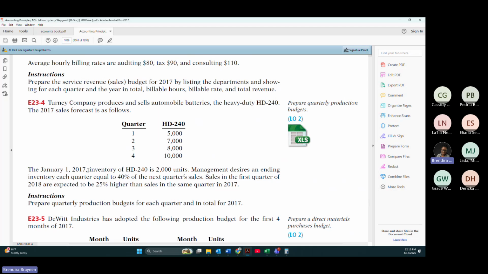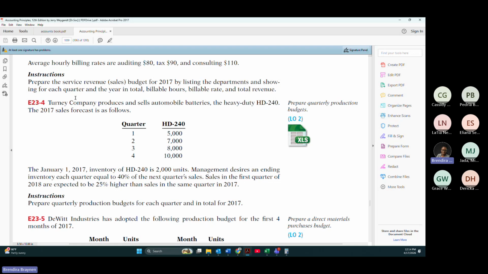The January 1st, 2017 inventory of HD 240 is 2,000 units. So in other words, if you're doing 2017 information, that means that's the beginning finished goods inventory, 2,000 units. The production budget is always in units, not dollars. Management desires the ending inventory each quarter to equal 40% of the next quarter's sales. Sales in the first quarter of 2018 are expected to be 25% higher than sales in the same quarter in 2017. Prepare a quarterly production budget.